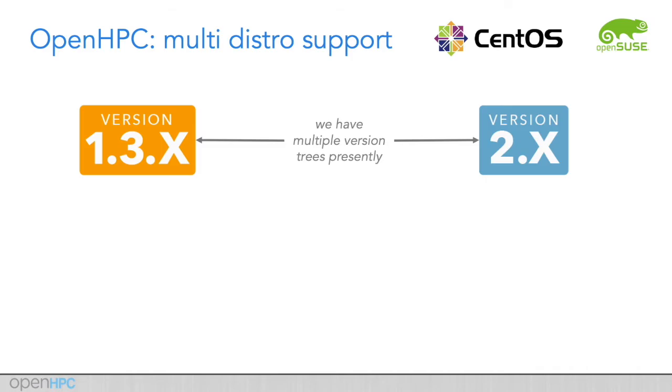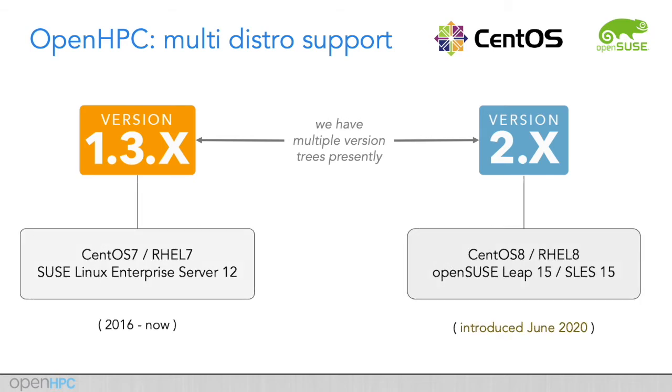Next, I'm going to switch gears and focus on recent updates associated with the project. We recently had a big release in OpenHPC, namely version 2.0, which came out in October of this year. And with that, we are now introducing two ongoing version trees, version 1.3.x, which you see on the left, and version 2.x on the right. The primary difference here is a function of which major Linux distro you're using. So CentOS 7 or SLES12 users would be sticking with the 1.3 branch, while CentOS 8 or OpenSUSE Leap 15 users would be using the newer 2.x version.